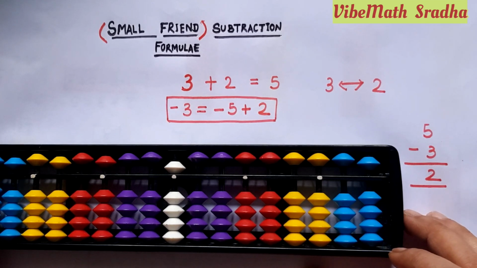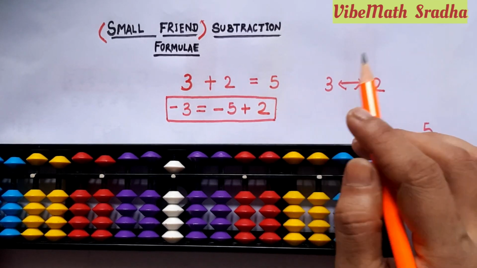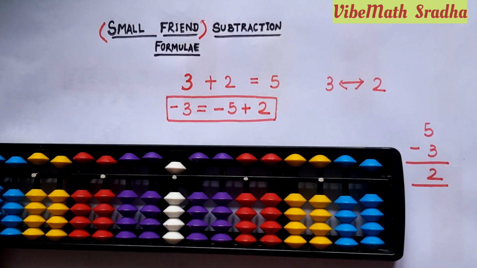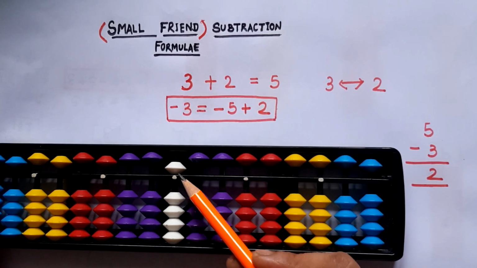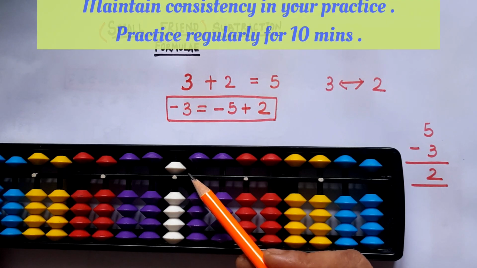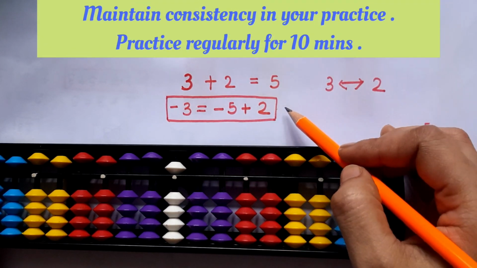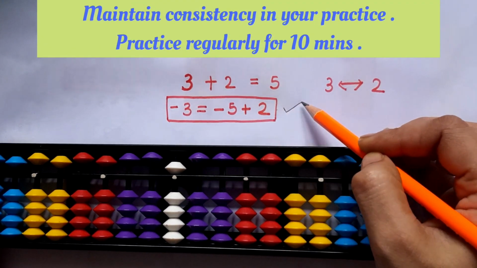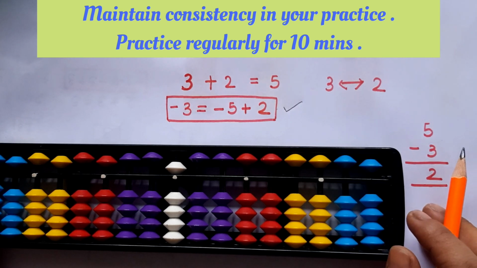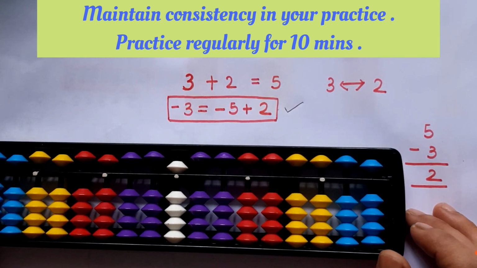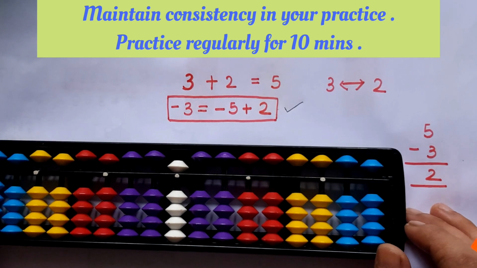So when and how can we apply this formula? When we need to subtract 3 but can't do that directly, and we have the upper bits available, in this situation we can apply this formula, that is minus 3 equals minus 5 plus 2. I hope this concept of small friend subtraction is clear to everyone.